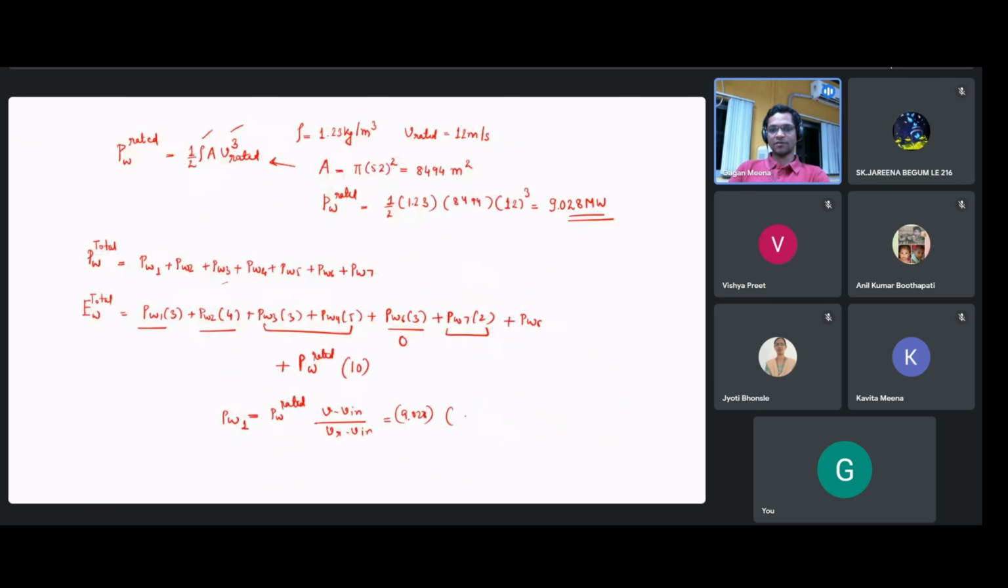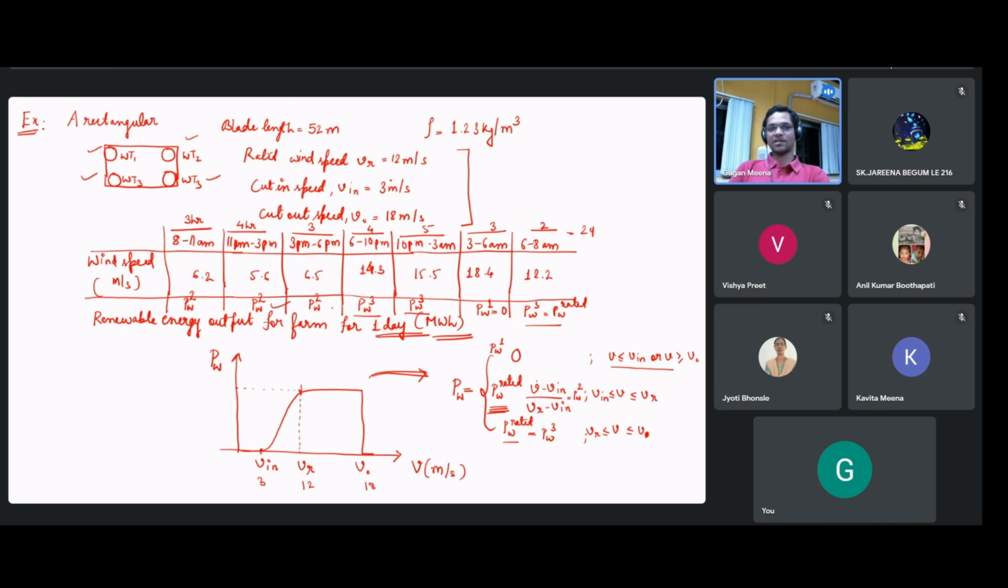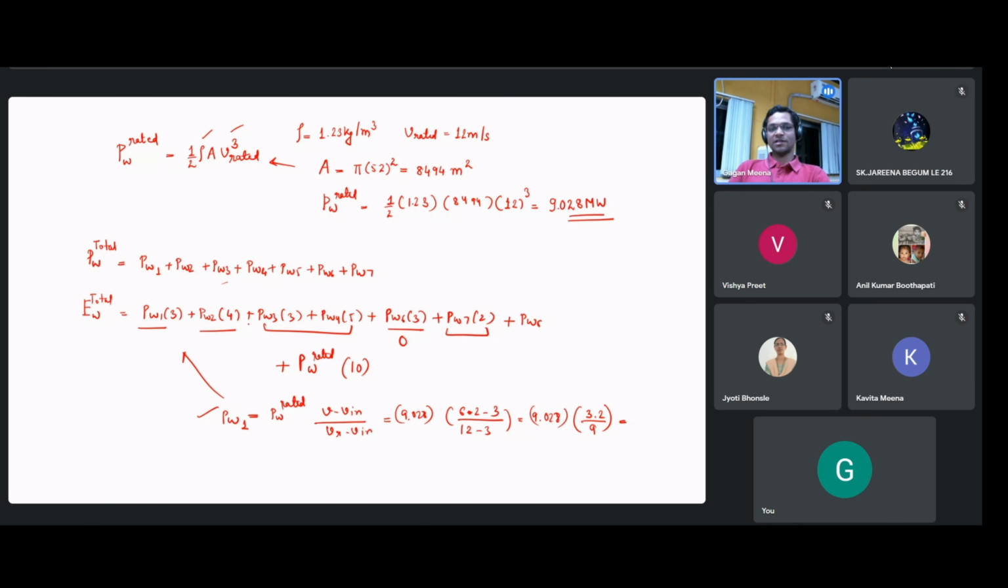Wind speed is 6.2 minus 3. Rated speed is 12. So how much? Can you calculate this, Anil? 9. So this will be your power output for the first time block. Similarly, you can calculate this for the second and third time blocks, and then you substitute the values here, you will get the final output. PW1 is 3.2, sir. 3.2 megawatts, okay, thank you.